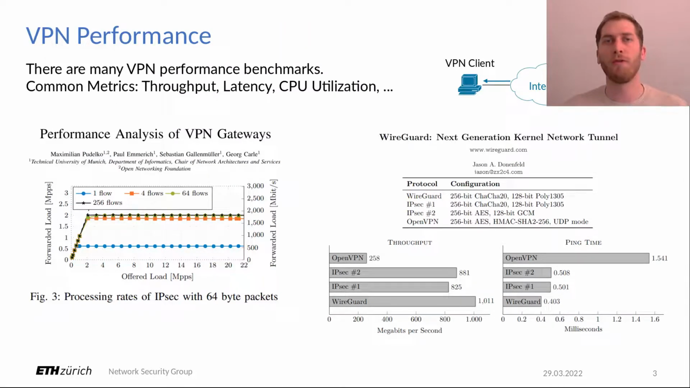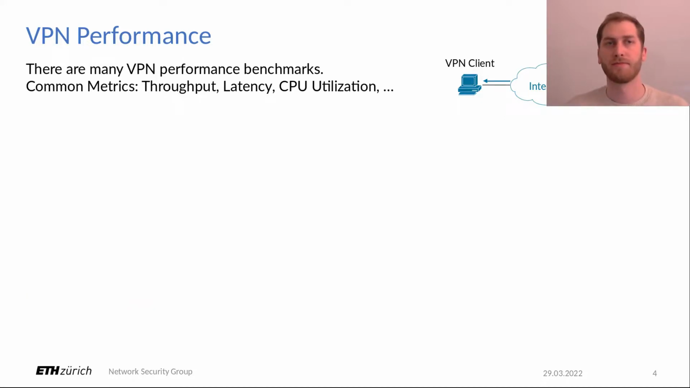If you want to know how well the different implementations perform, you can look at one of the many published benchmarks out there. Commonly, these benchmarks consider a setup in which a VPN client connects to a VPN server over the internet. And they measure throughput, latency, CPU utilization, and so on. These are all really important metrics to ensure that an implementation meets a deployment requirement.